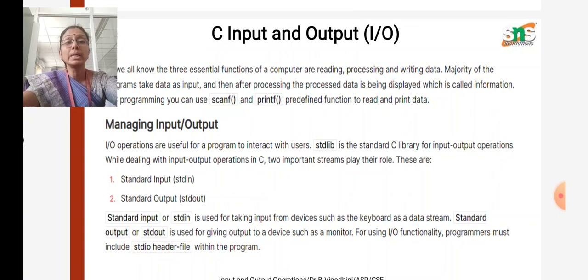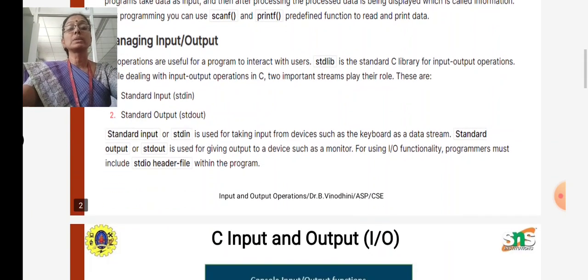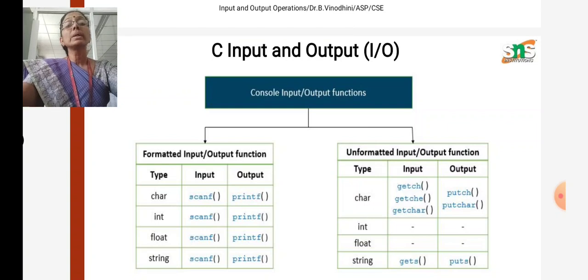Only by including the header file can we access the input and output functions from the libraries. So the standard input and output header file is included in the header file section. Next, C input and output is classified as formatted and unformatted. Formatted input and output functions are used for four data types: character, string, integer and float. For all of these we can use scanf and printf. Unformatted is mainly used for the character and string data types.